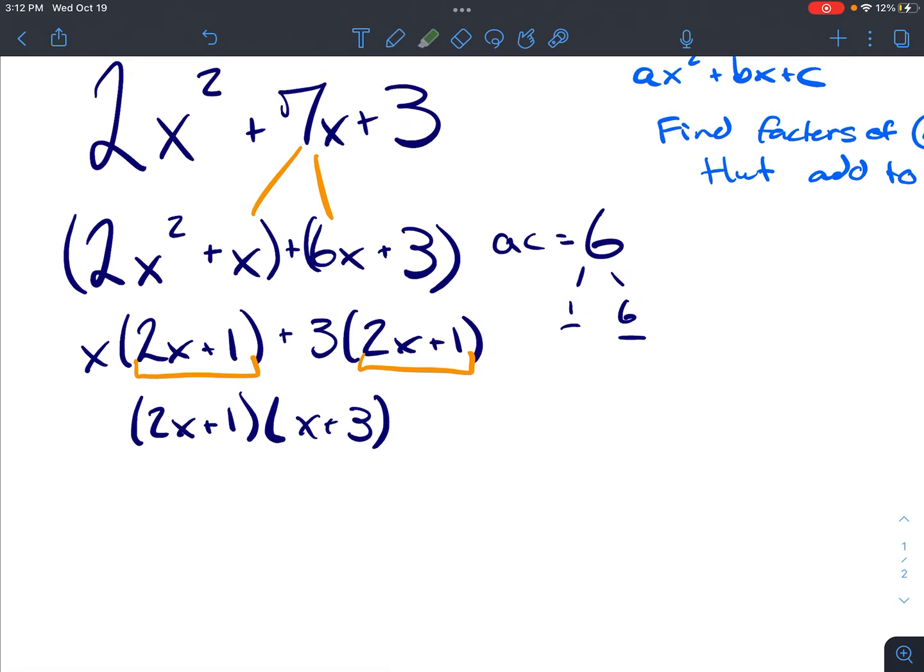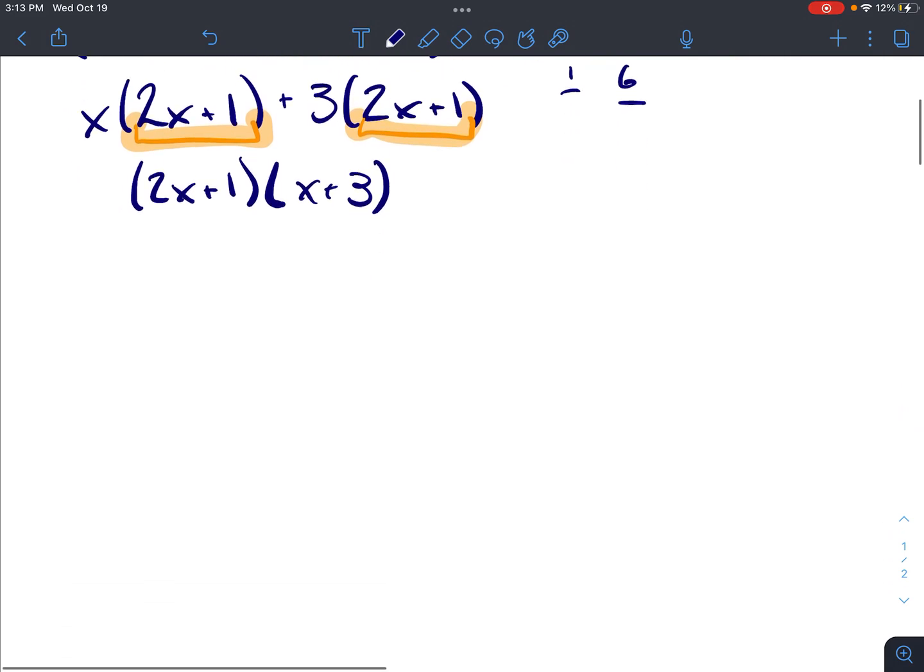So basically when we're doing grouping, we're going to do a times c, find the factors that add up to b, split it up, and then we're going to refactor those things back out. I'm going to do a few more problems here, and hopefully we'll be able to get it. And we'll talk a little bit about how we choose the order they go in. It's kind of just that you're going to have to think a little bit ahead.